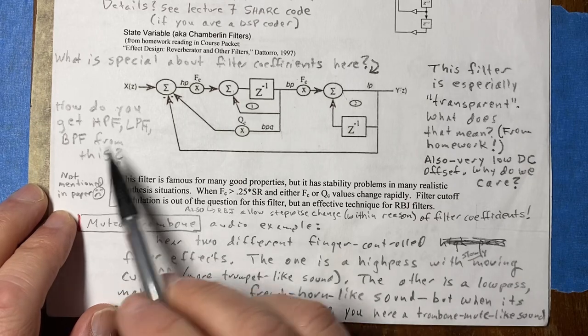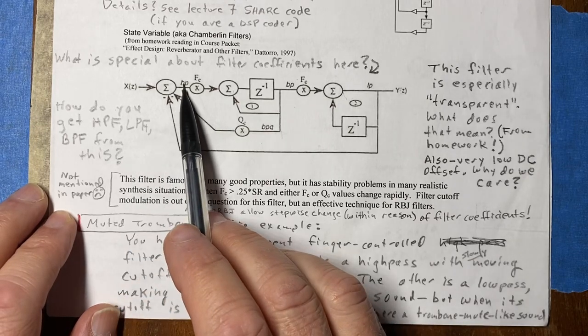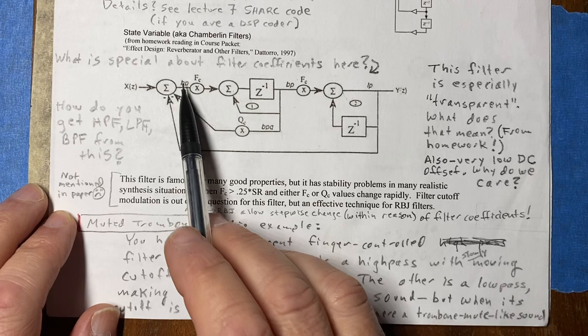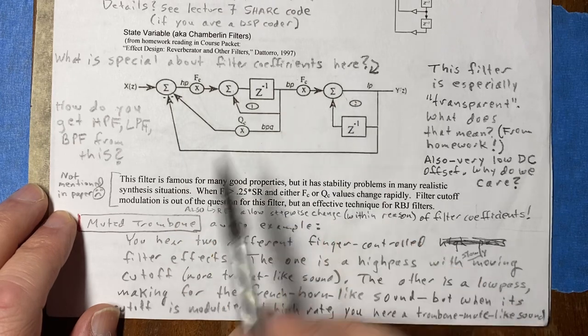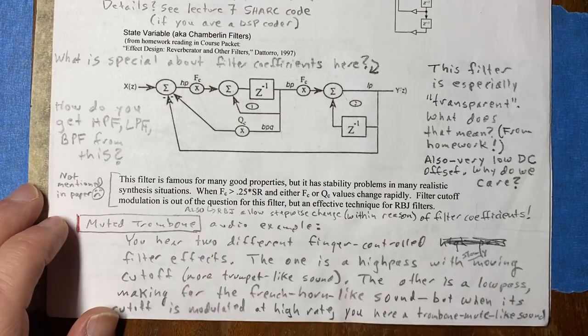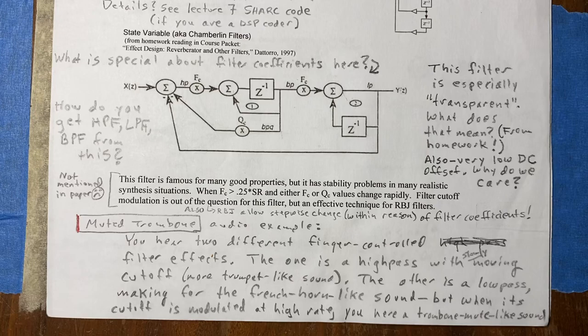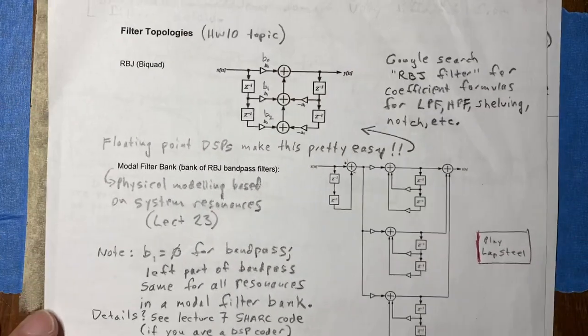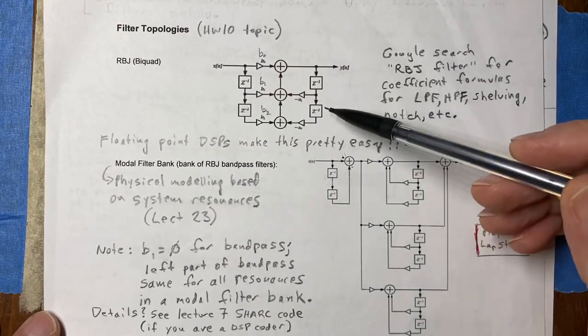Also, just as a comment here, you can get the high pass out of this if you read it out here. You can get band pass here, low pass there. So you can read the output out of different parts of the filter. Now, this is very unlike this kind of biquad filter.